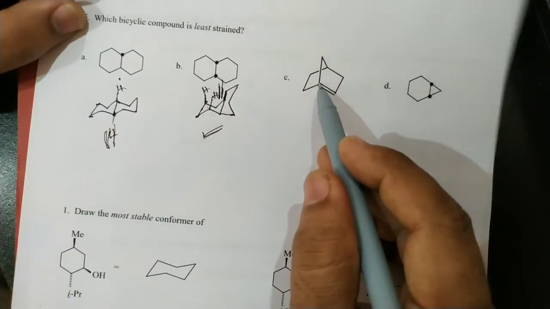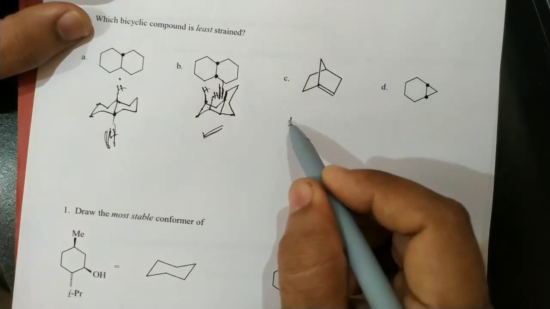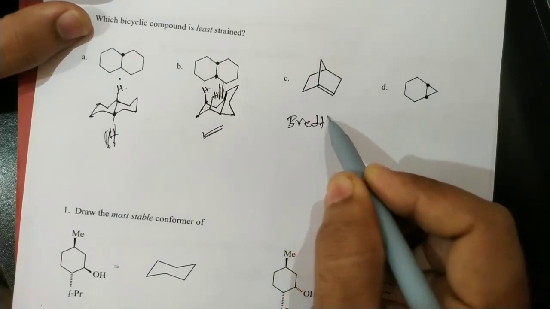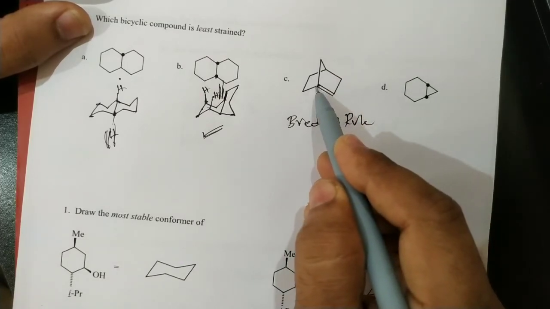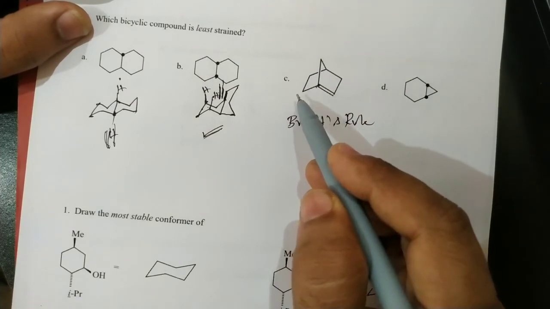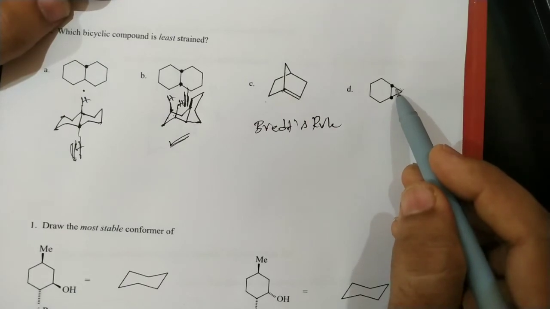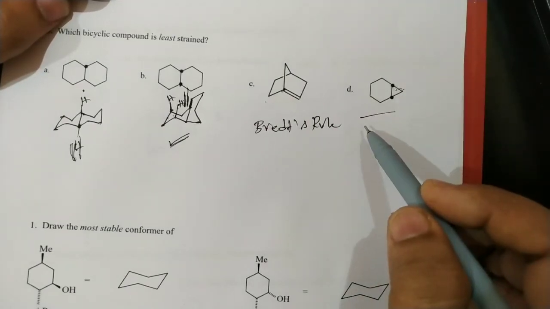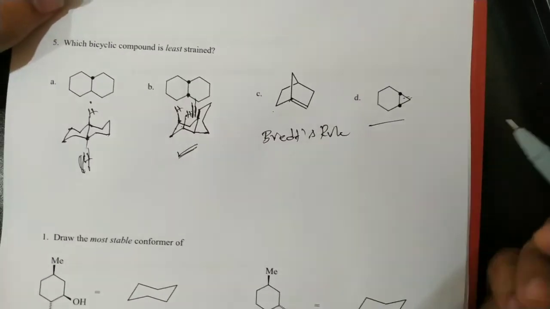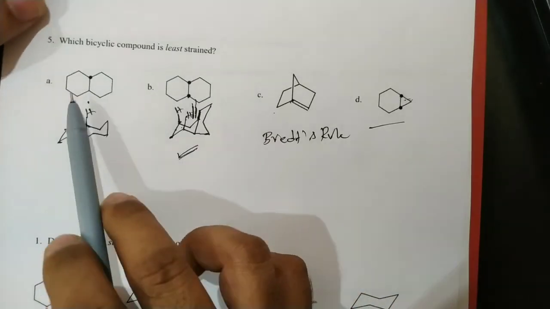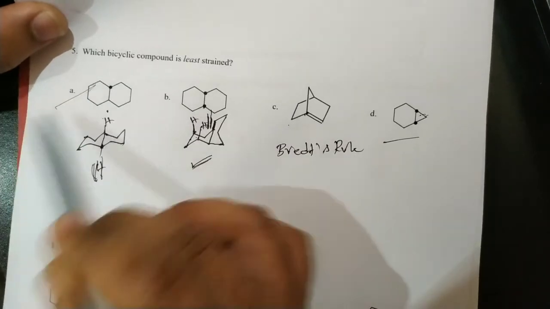Next, at the bridgehead carbon, a double bond does not exist, from Bredt's rule. From Bredt's rule, planarity does not exist at the bridgehead position, so it is also a strained compound. Here it is a three-membered ring, so it is also a strained compound. So which of the following is the least strained compound? This trans-decalin is the least strained compound. Okay, that's it.